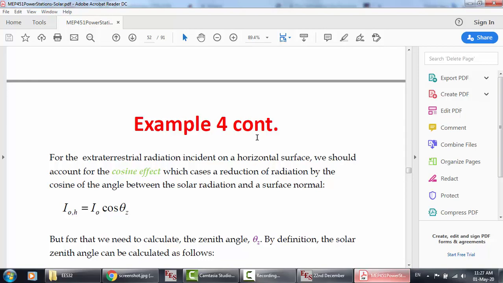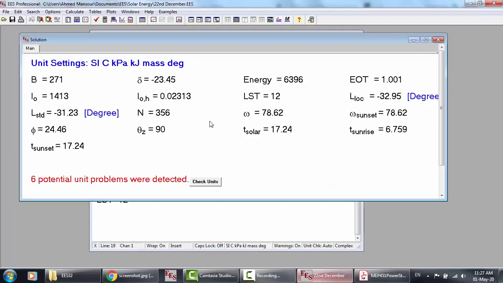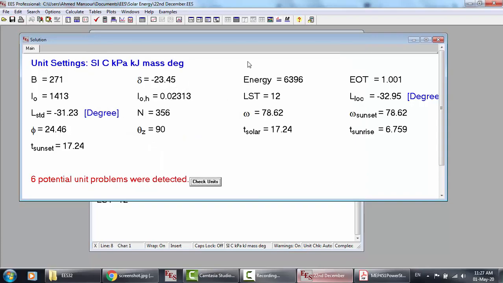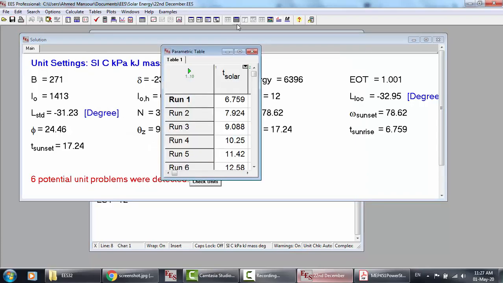But not all of this energy will actually be converted into electrical energy. You have to take into account the electrical part and the electrical efficiency. So now let's see how we're gonna use the integral. So this is the integral. Okay, so let's plot.